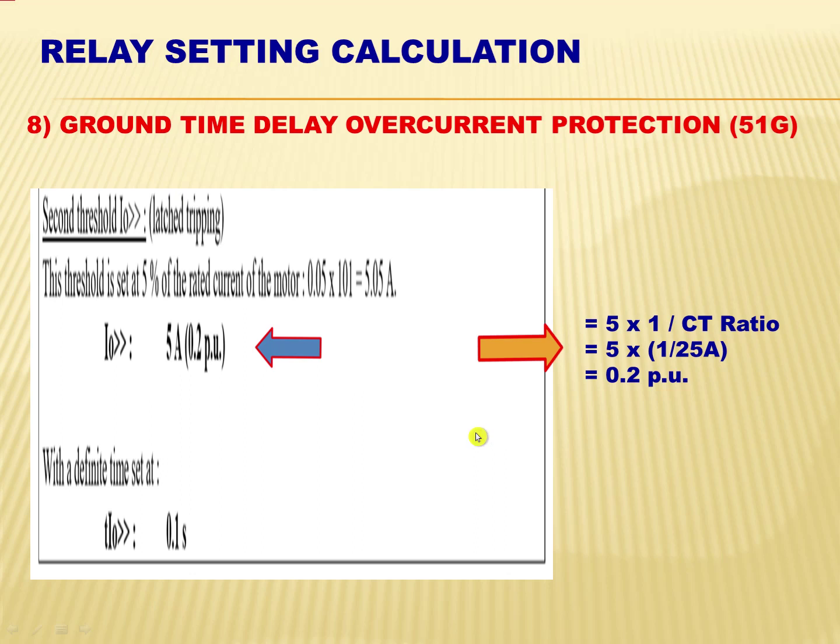So our time setting will be a definite time set at 0.1 seconds. By the way, this is our backup protection. This will be our second line of defense for the overcurrent protection. Our first line of defense for overcurrent protection will be the relay 51.